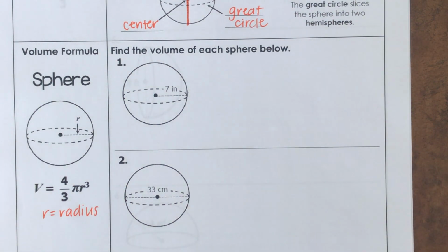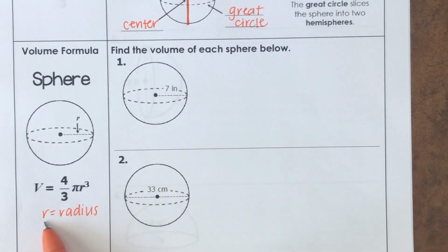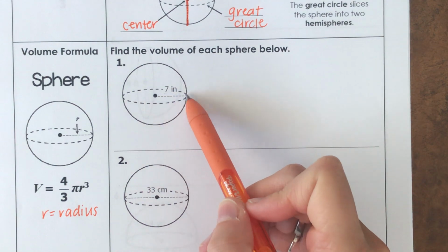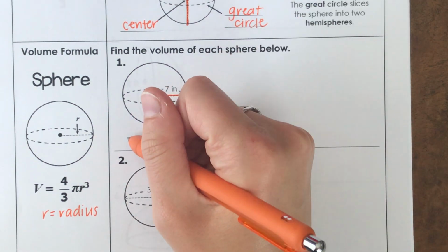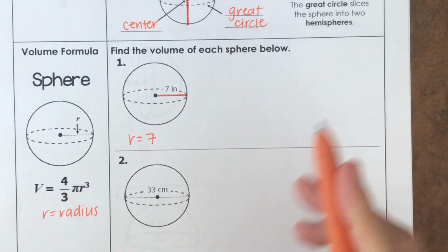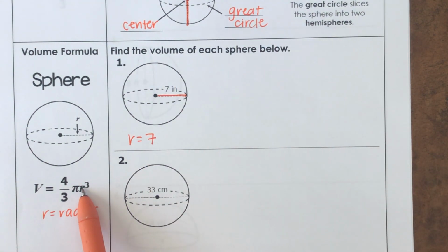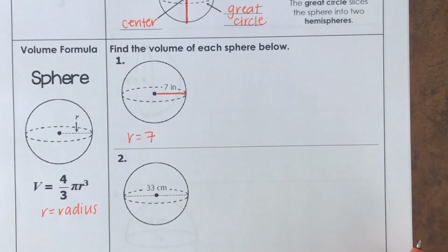For each one of these, we're going to find the volume of the spheres listed here. The first thing I'm always going to look for is the radius. The radius goes from the center to one of the edges, which is what I have right here in my picture. I'm already given that the radius is 7, and that's the only thing I really need for this formula, so I can plug it right into the equation.